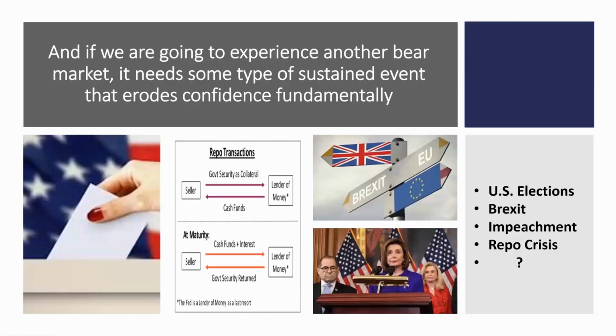Now, if we're going to experience another bear market, it needs some type of sustained event that erodes confidence fundamentally. What are the things that are in play here in the U.S.? Well, we've got the elections. What are things internationally? We've got Brexit. We've got impeachment here in the U.S. We've got the repo crisis that is ongoing every single day. The Fed is pumping money to cover what primary dealers don't want to get involved with. I won't get into the repo crisis. Then we got a question mark.